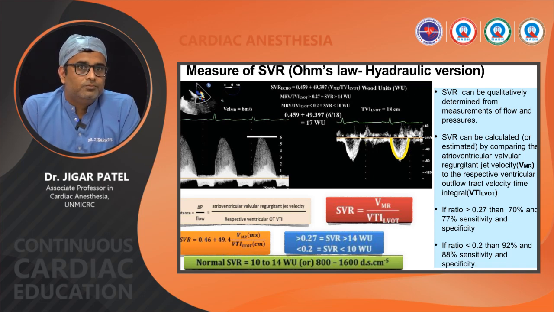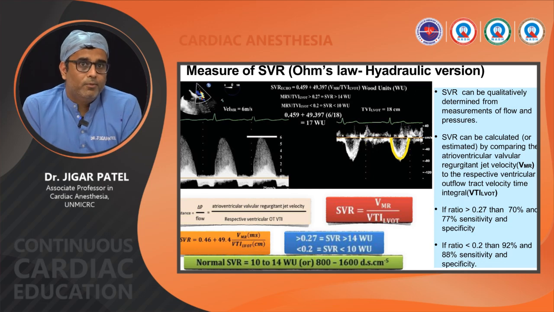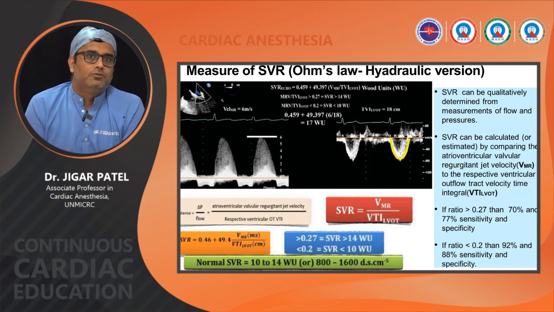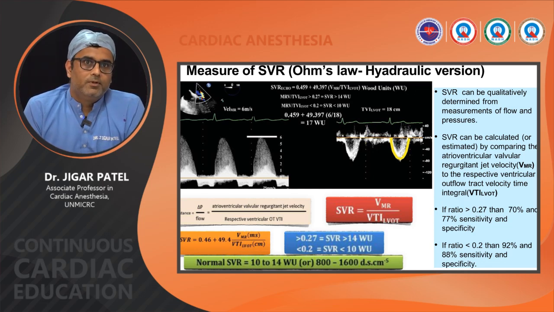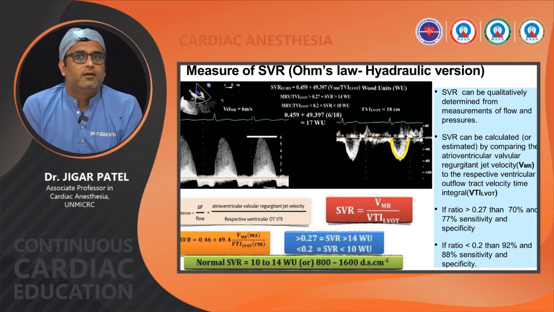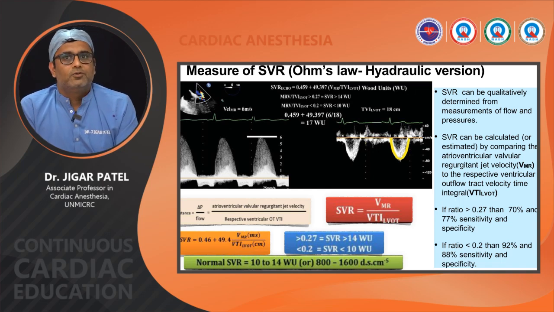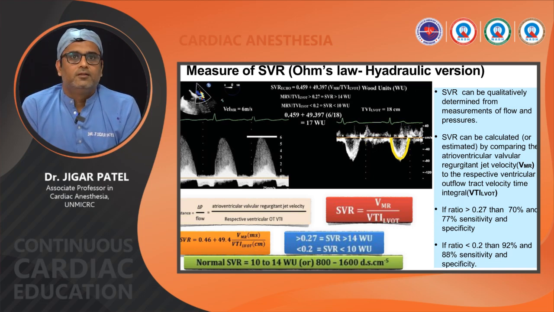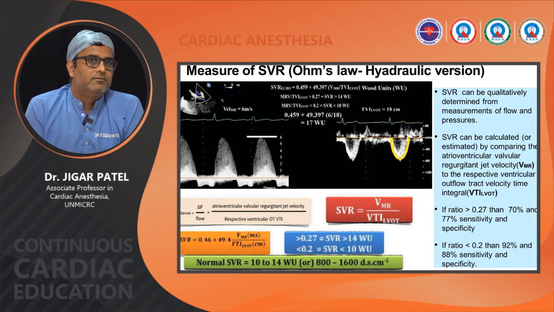If this ratio is more than 0.27, then it has 70% sensitivity and 77% specificity that the SVR is greater than 14 Wood units. And if this ratio is less than 2, then this data has a 92% sensitivity and 88% specificity that SVR is less than 10 Wood units.